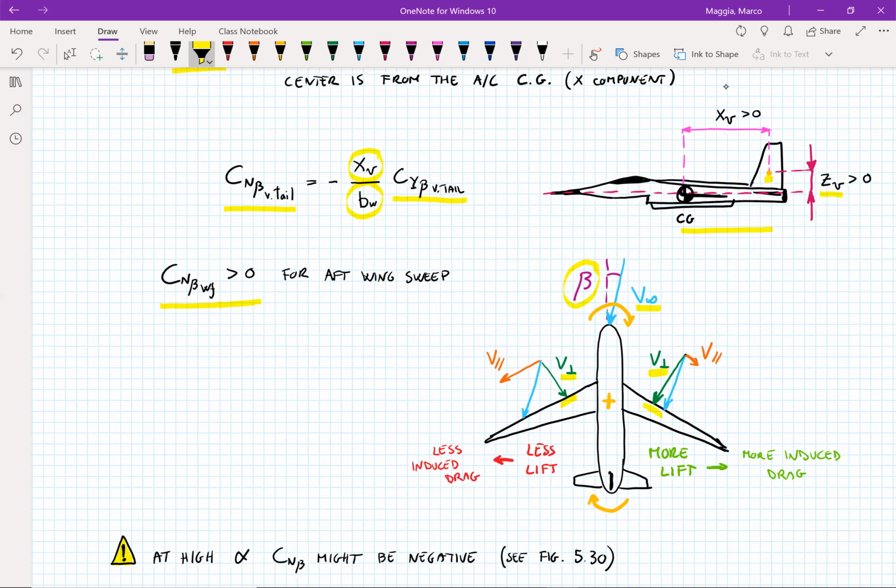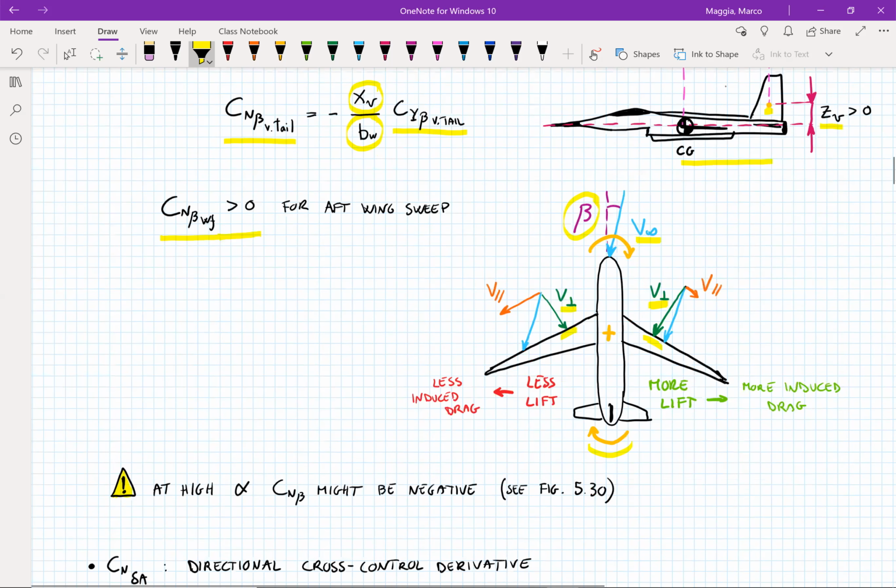So this creates more lift on the right wing than for the left wing, but more lift means more induced drag, the drag induced by the lift itself. So since we have more drag on the right side than on the left side, then a positive yawing moment is created. So for positive beta, the fact that the wings are swept backwards creates a positive yawing moment. So Cn beta, due to the wings swept backwards, is positive.